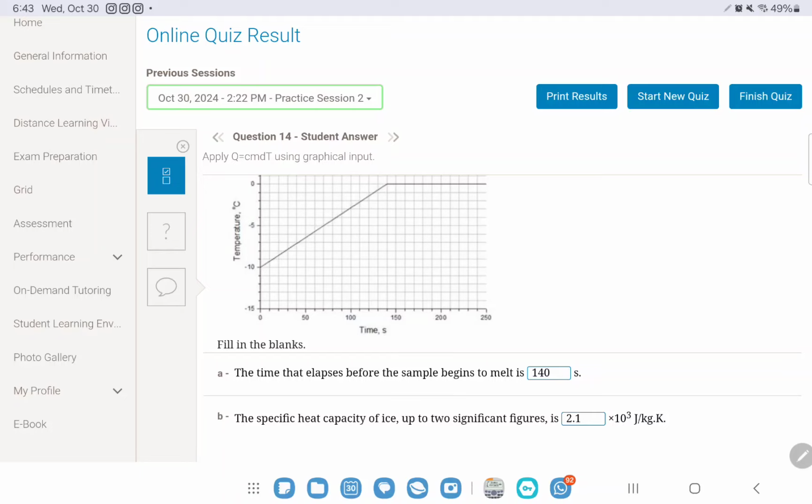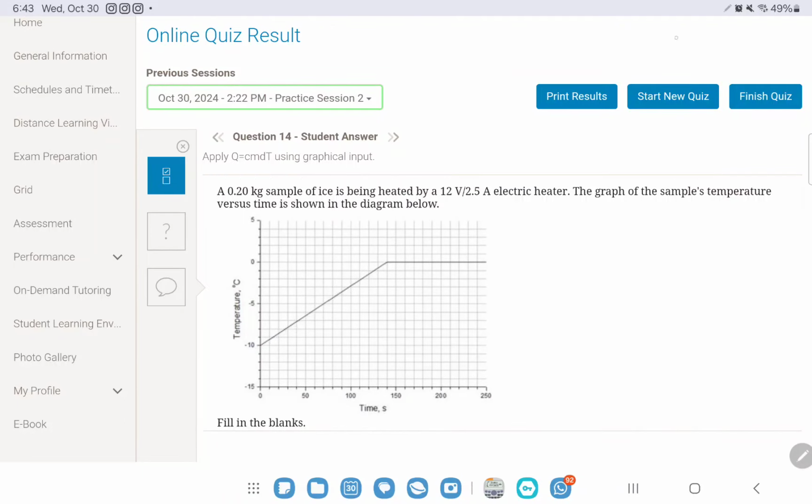Now, time that elapses before the sample begins to melt is... Okay, so we know melting point is when it starts to become steady line. So we take our line where it's before melting point, and here, each one we could know it's 10 by counting. So this is at 140. So we know this is at 140 seconds.